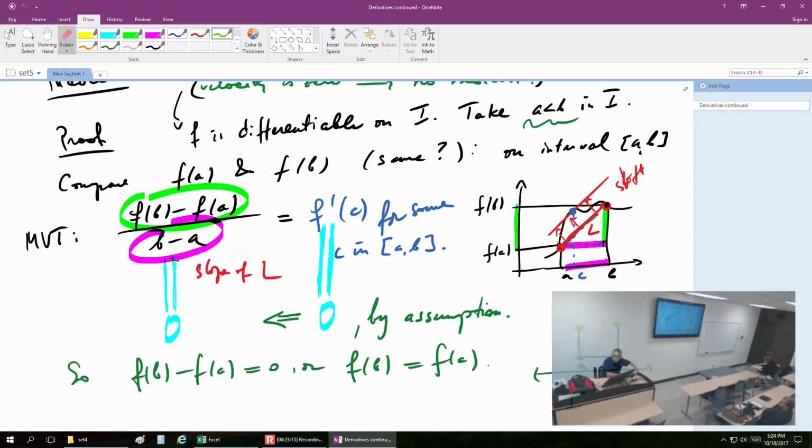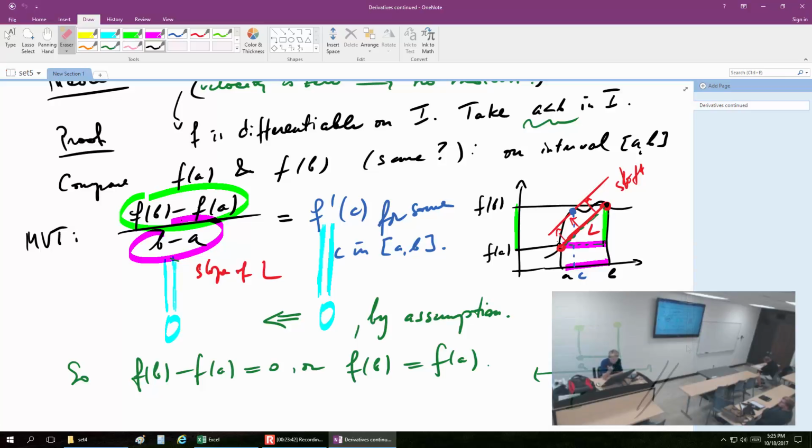We're using the unspecified point C because we know so much about the derivative of the function. The derivative is equal to 0, so no matter what that C is, as long as it lies within the interval, the derivative will be equal to 0, and therefore f of b is equal to f of a. So that's how indirect proofs work, relying on something else.